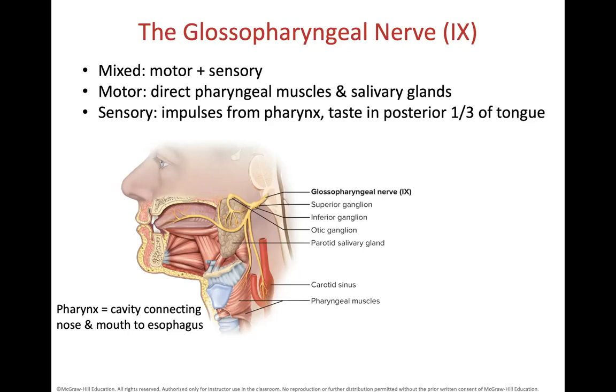So from a motor standpoint, this nerve is going to direct pharyngeal muscles and salivary glands. So it's really important when you're eating to have enough saliva and to be able to swallow. So the glossopharyngeal nerve is really important in that. And then sensory, this is the nerve that picks up information from the posterior third of the tongue when it comes to taste.